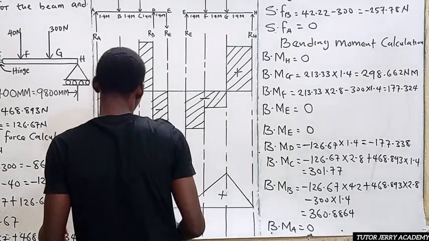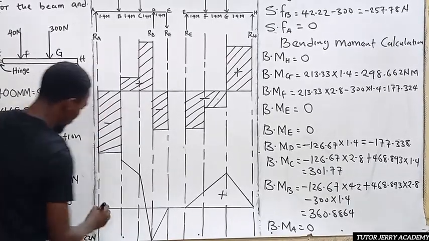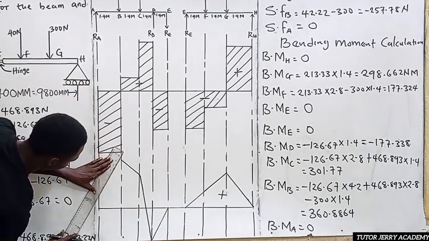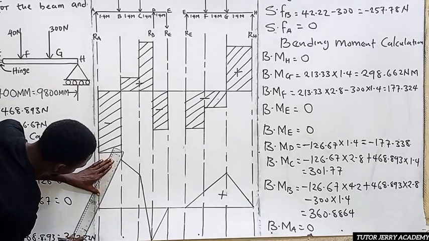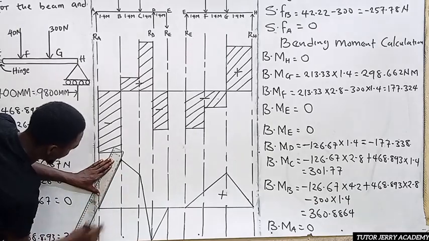All right. So now our bending moment at point A is 0, this point. So we are going to use an inclined line to join this point to 0. All right.